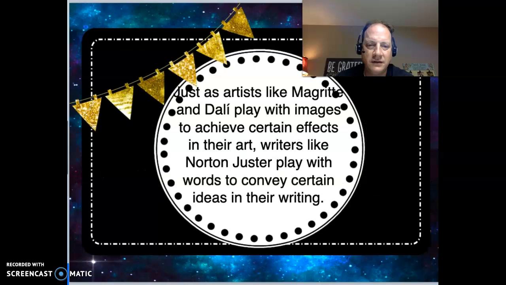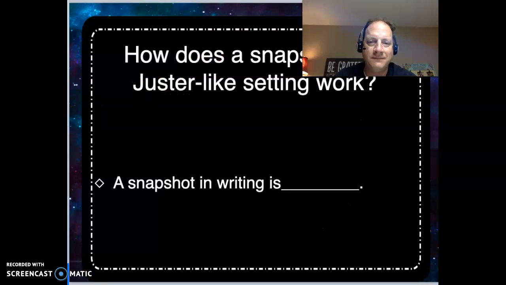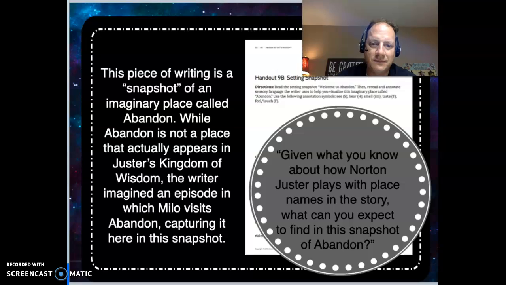Think, pair, share. That just means to talk with your partner. So just as artists like Magritte and Dali play with images to achieve certain effects in their art, writers like Norton Juster play with words to convey certain ideas in their writing. So we talked about in the last lesson what a snapshot is. How does a snapshot of a Juster-like setting work? A snapshot in writing is blank.